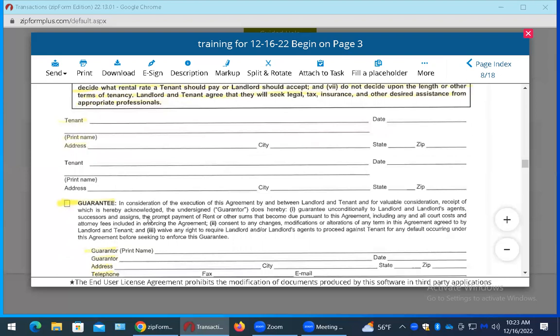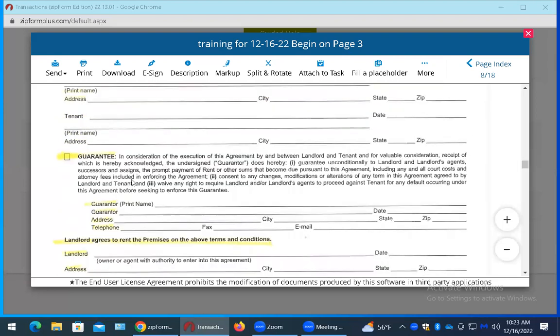So here's what we were talking about, the guarantee. So very important box. Sometimes it could be an individual, it could be an entity. Maybe the individual doesn't have a strong enough financial background, so they're going to bring in a different guarantor. But if it's an entity, please make sure that there's a guarantor on here, is just what we do. But check the box, make sure this is signed.